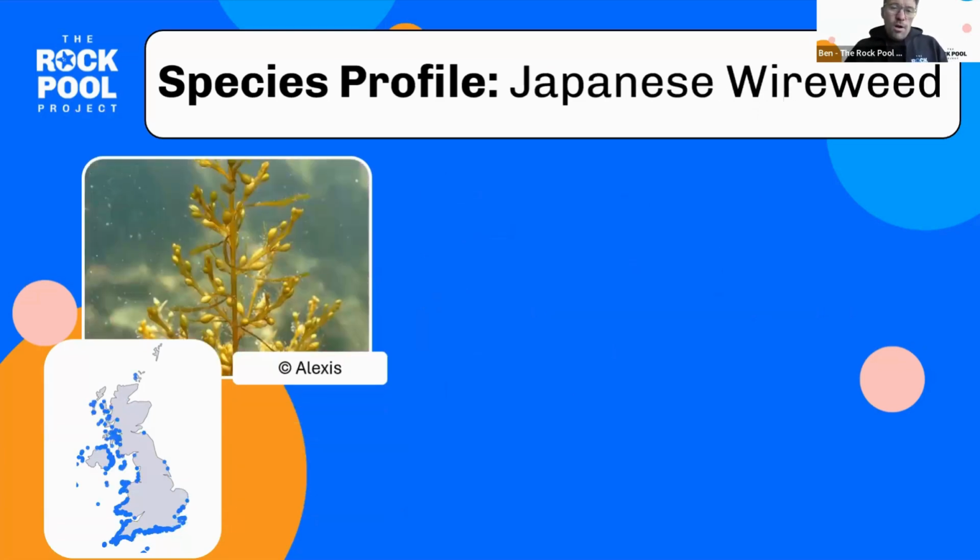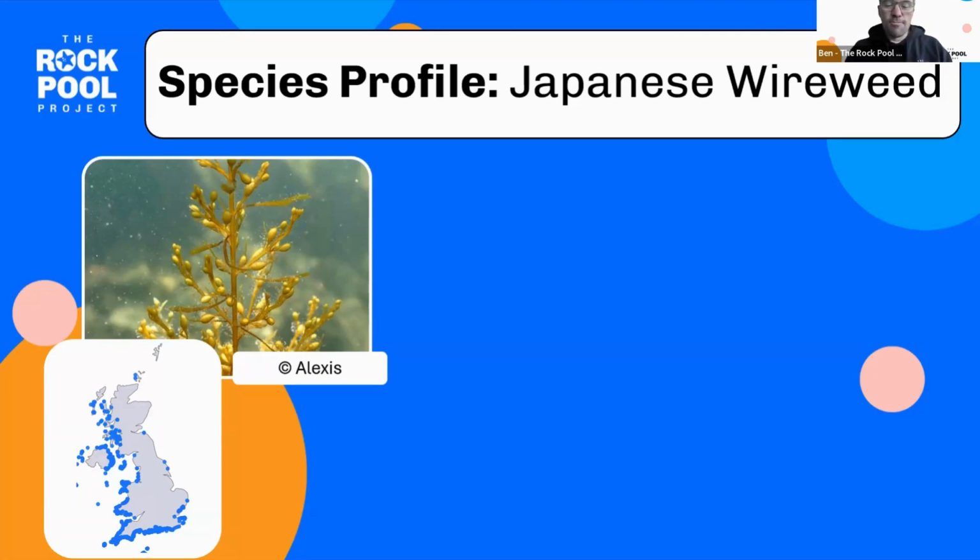Okay, so Japanese wireweed is number 3, and this is one that we're very familiar with down here in the southwest. I've been living down here for 10 years now, and they were a problem when I arrived, but nothing like they are at the moment. They've really expanded in their abundance. They were very much here when I arrived 10 years ago, but they seemed like they didn't really overwinter that well.